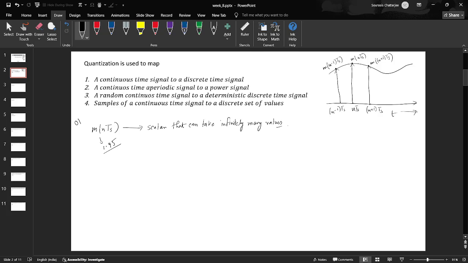So what happens is, this can take infinitely many values. What I mean by that is, let's say it takes a value 1.95. Let's say the sample takes a value between 1 and 2. Okay, let's take a very simple example. It takes a value between 1 and 2. Now how many values are there actually here? We can say there are infinitely many values, right? So similarly, this sample here can take infinitely many values.